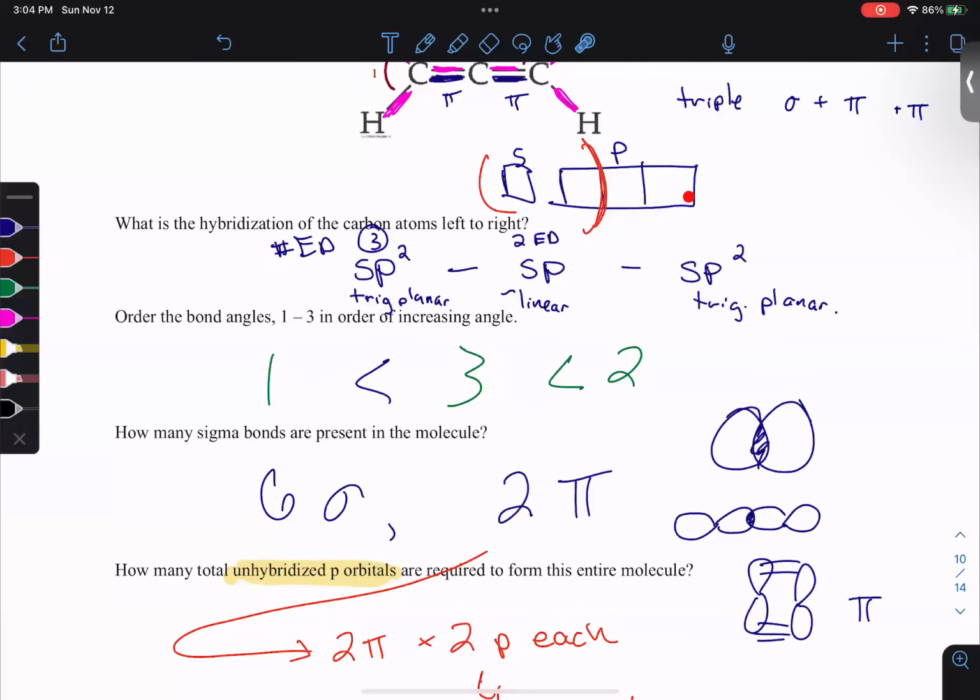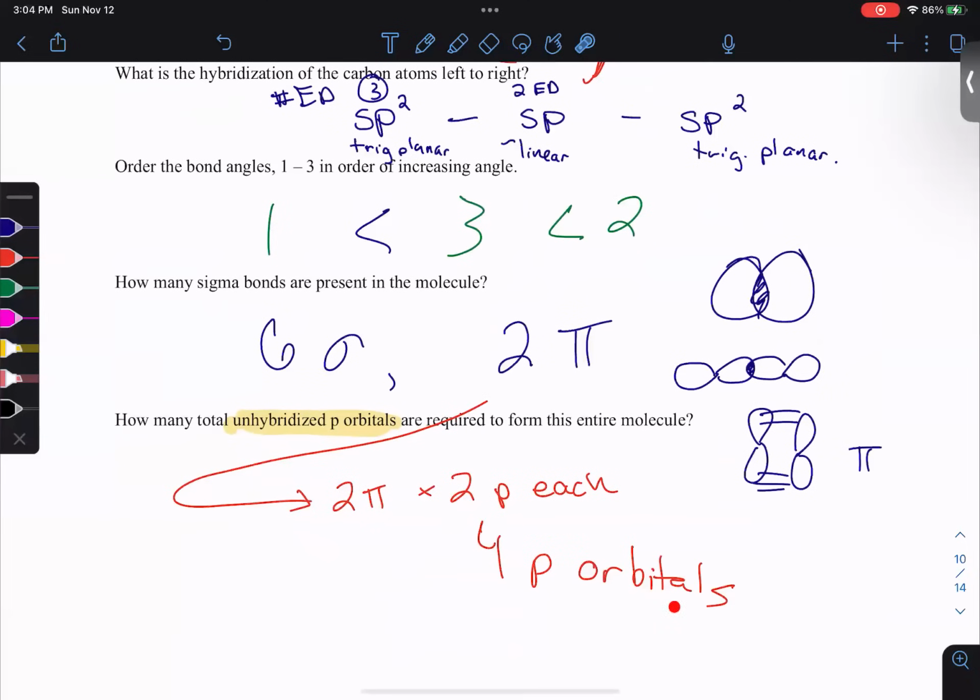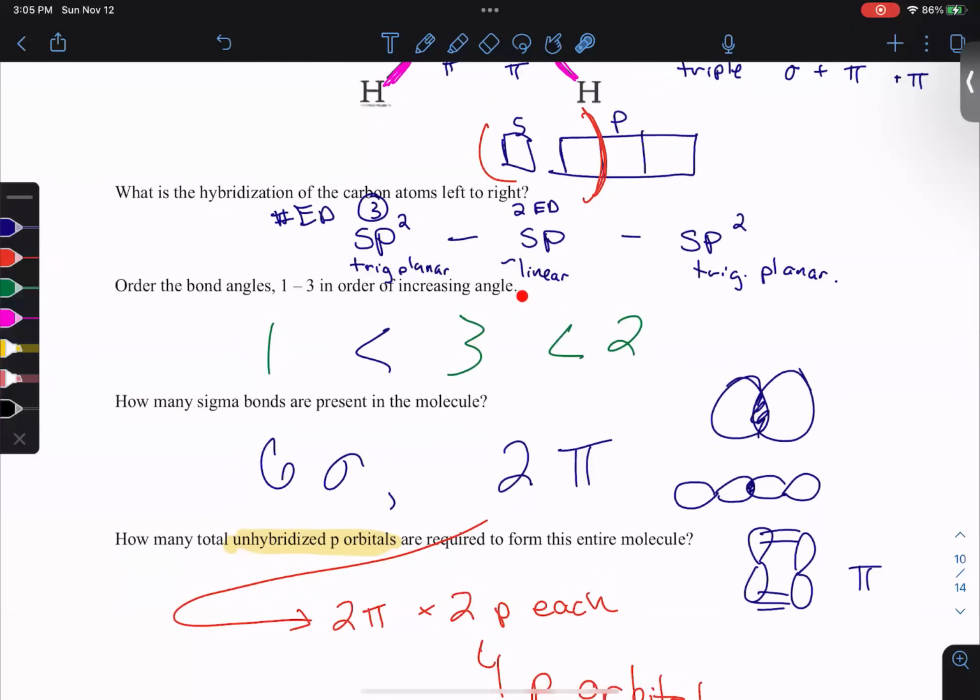1, 2. So there's 2. And then this last carbon, how many unhybridized p orbitals did I leave untouched in an sp2 hybrid? 1. And that adds up to 4, the same 4 that we got from 4 p orbitals required to make 2 pi interactions. So all of this comes together: when you hybridize something, it's the leftover p orbitals that are able to make pi interactions, as long as there's unpaired electrons in there.